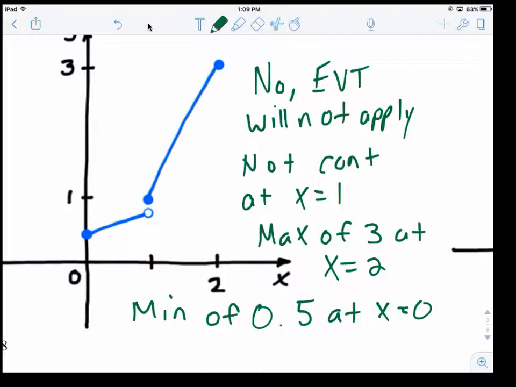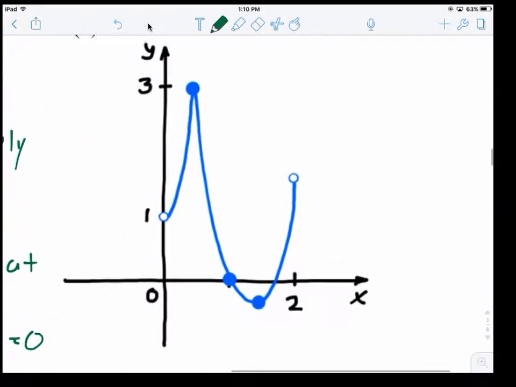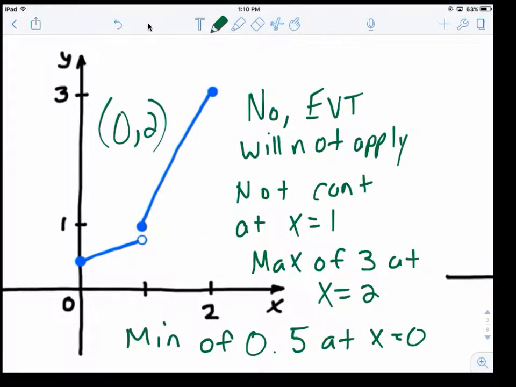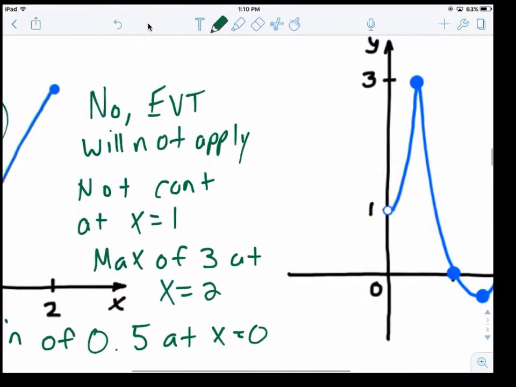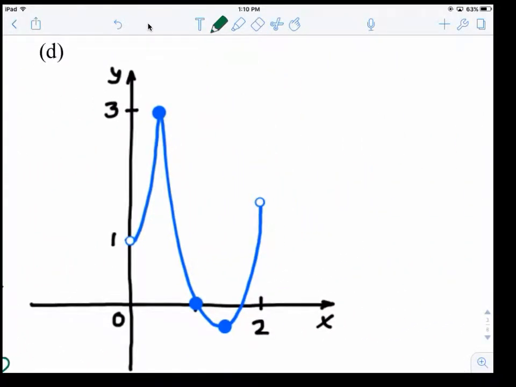Well, that, or you can have an open interval. So if you were doing it from, instead of it being a closed interval from 0 to 2, they gave you an open interval, then technically the EVT is not going to apply because it's not closed. And then the last one: continuous on closed intervals, right? And will it apply? No, if it was an open interval, then we'd be good.